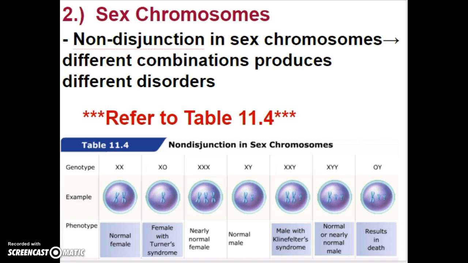A female, for example, that only receives one X chromosome, and that's it, would be a female with what's called Turner's syndrome. Turner's syndrome females tend to have underdeveloped reproductive organs. It would be very difficult for a female with Turner's syndrome to become pregnant.